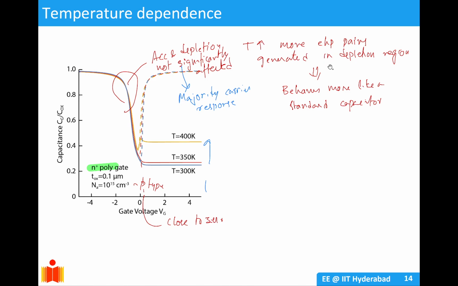Which will correspond more to your AC signal than at room temperature, and hence as temperature increases, you will see more and more correspondence from your inversion charges to your AC signal, and your difference between your LFCV and HFCV will reduce.